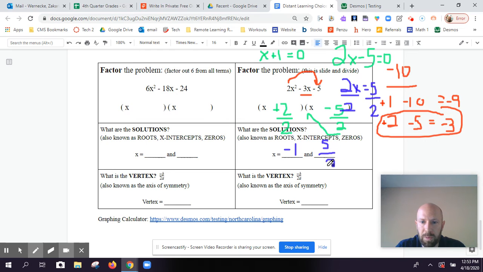And we'll see that in a moment when we graph it. 5 halves is also equal to 2.5 when you turn it into a decimal. So we'll come back to that in a moment.